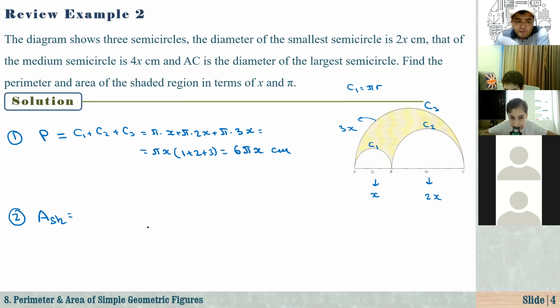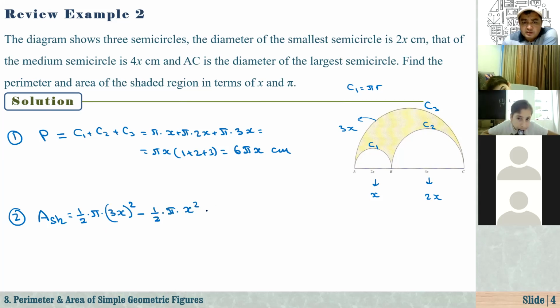And how about the area? To find the area, we need the area of the biggest semicircle minus the area of the smallest semicircle minus the medium-sized semicircle. Area of the biggest semicircle is 1 over 2 times pi times r squared, this radius is 3x squared, minus the smallest semicircle 1 over 2 times pi times x squared, minus this one, 1 over 2 times pi times 2x squared.